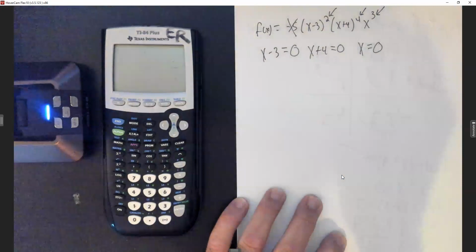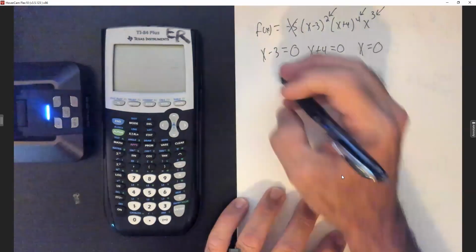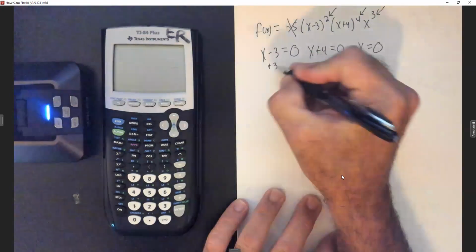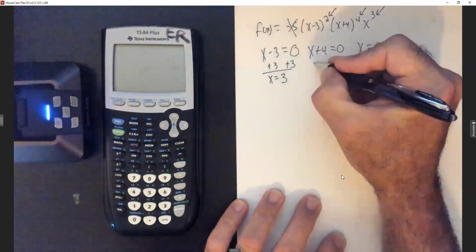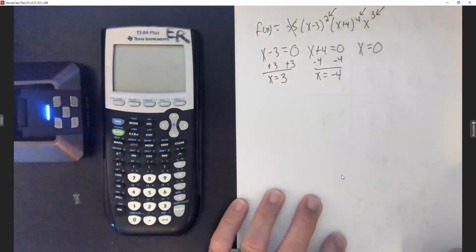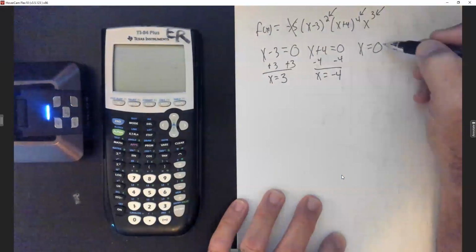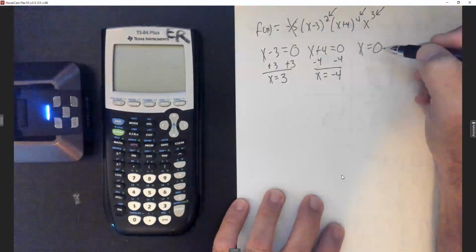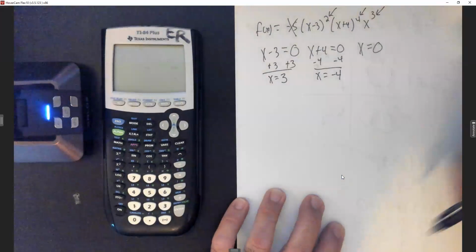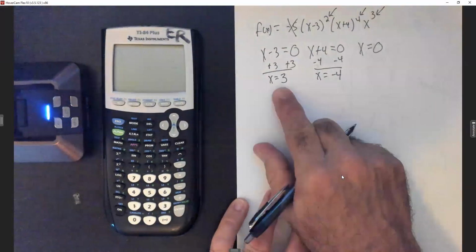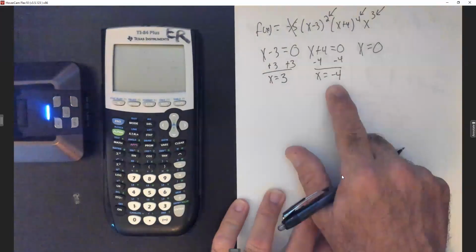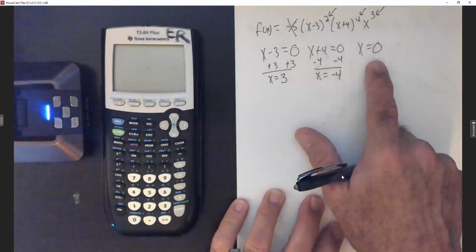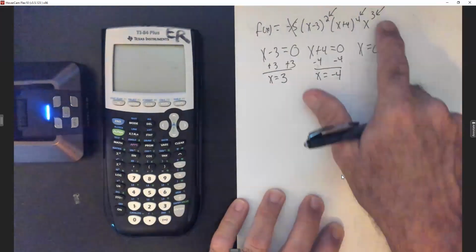So we'll solve this one by adding 3. So I get the first 0 was x equals 3. Second one, we'll subtract 4. Get x is a negative 4. And then the last one, x equals 0, is already solved. So we're done. So I got a 0 of 3 with a multiplicity of 2. A 0 of negative 4 with a multiplicity of 4. And then a 0 of 0 with a multiplicity 3.